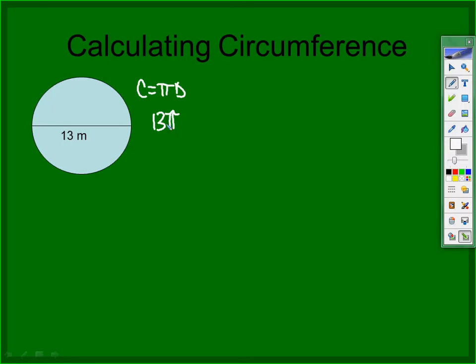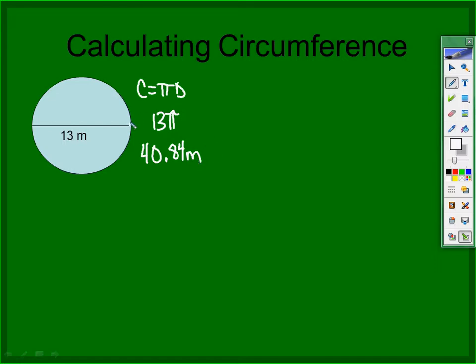Now if I actually punch this into a calculator, 13 times pi, I end up with an answer rounded to the nearest hundredth of 40.84. Now, circumference is measuring the distance around the outside, or the length around the outside. I'm only measuring one dimension, so my units should only have one dimension. I'm not squaring the meters here.